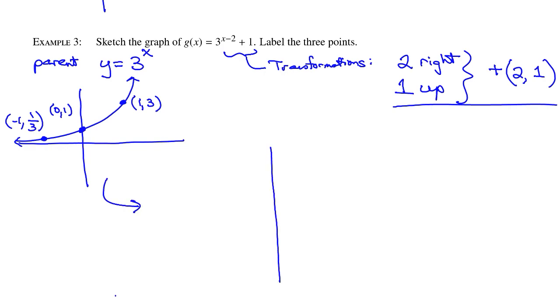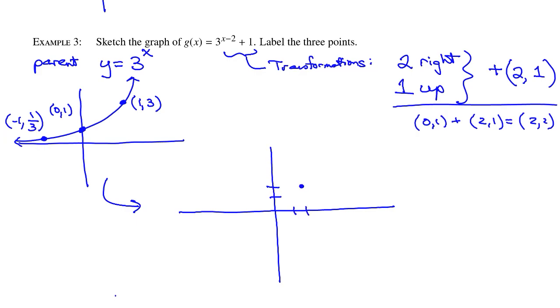So the new graph, and this is the graph of g, I'm going to start with (0, 1). And if I add (2, 1) to that, I end up with (2, 2). So the point (2, 2) is a point on the graph. If I go to the last point here, (1, 3), and I add (2, 1) to it, I end up with (3, 4). So 3, and there's 4.